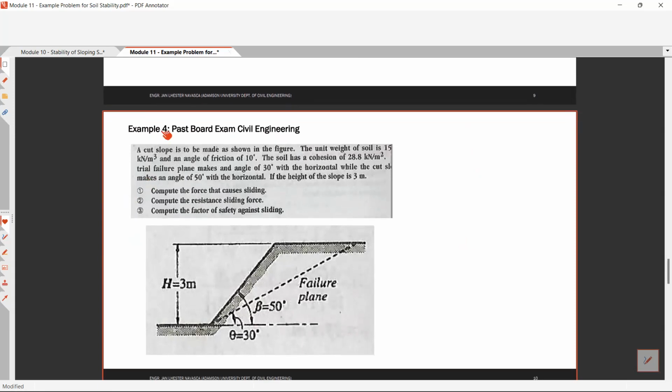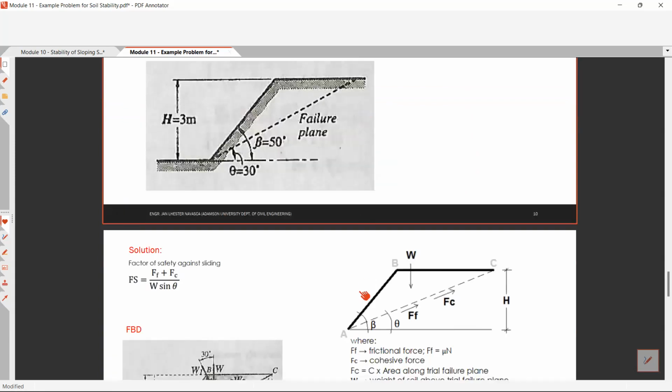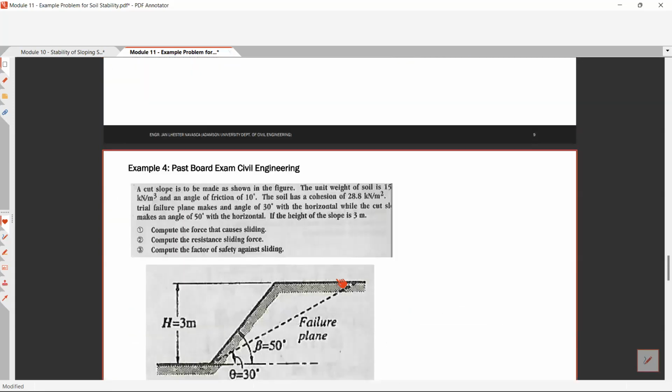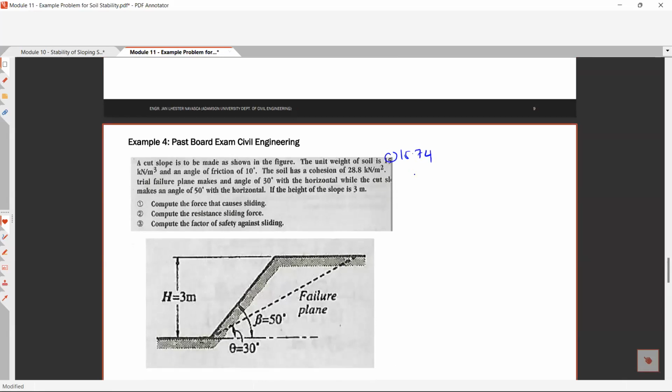So a cut slope is to be made as shown in this figure. So the unit weight of your soil is, I think this is 15 point, let's wait lang, 15.74. Okay, so the unit weight of our soil is 15.74 kilonewton per cubic meter, and an angle of internal friction or angle of friction to be 10 degrees.